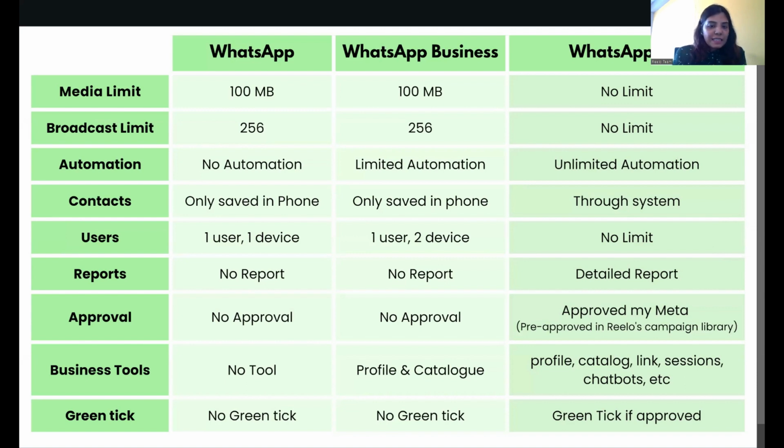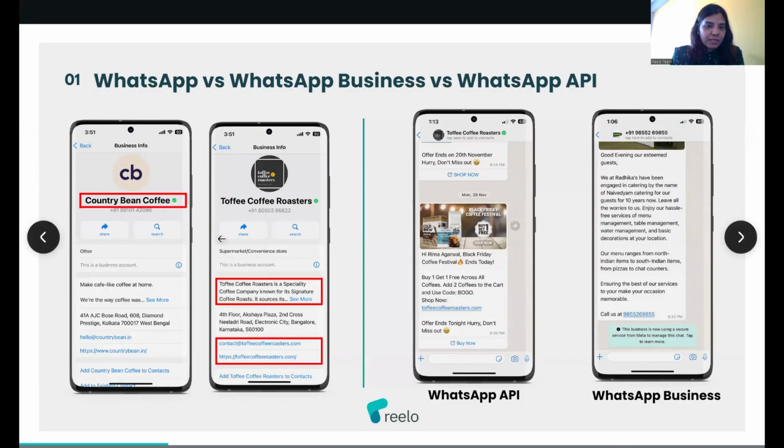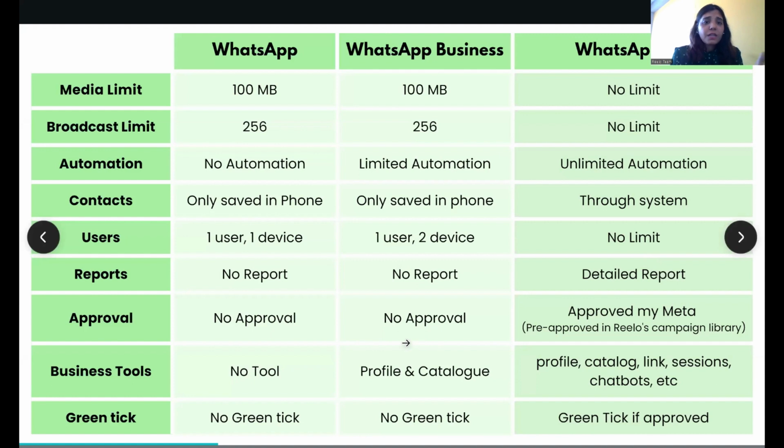Now, again, the green tick, the one that everyone wants, right? So if I'm using my personal WhatsApp or WhatsApp Business, there's no green tick available. You would not see this particular green tick that you usually see on businesses. But in WhatsApp API, it is possible to get a green tick if we apply for it. Now, this was a basic overview of the difference between all of these three things.